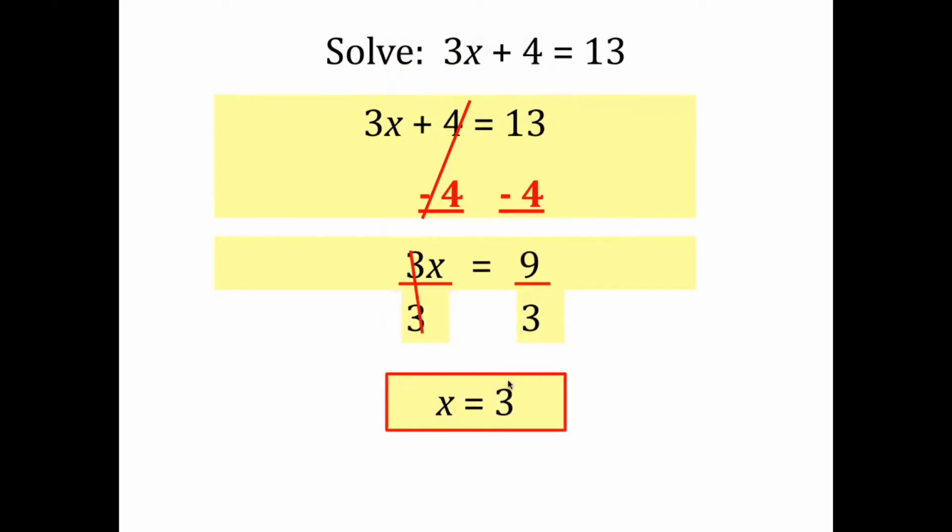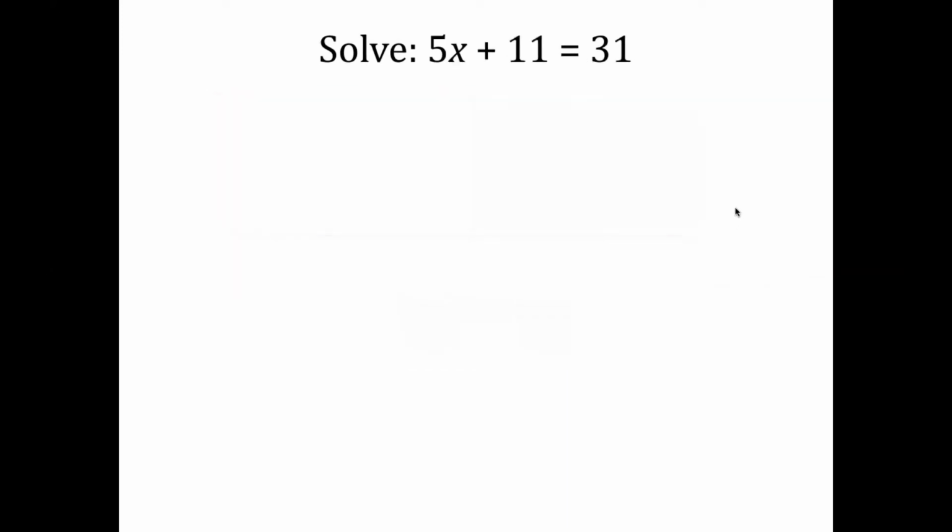If you wanted to be careful and check your answer, you can go ahead and plug in this x value of 3 into your original equation. So 3 times 3 would equal 9, plus 4 equals 13. Once you make sure that both sides equal one another, you can see that your solution checks out and that you have done all the work correctly.